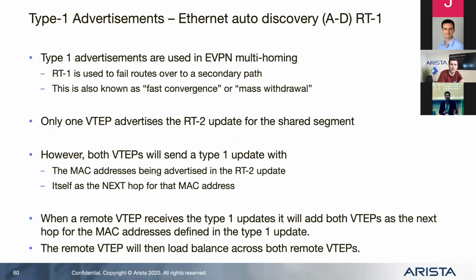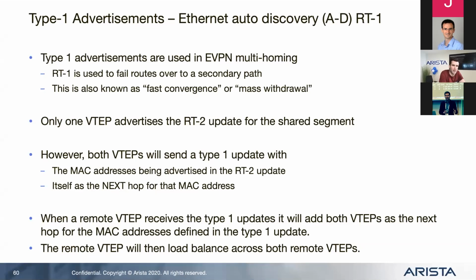Now, once we've worked out who's going to be the designated router, we also need to allow other tunnel endpoints within the domain. We need to let them know about the shared Ethernet segment. That's where a type 1 route comes in. So type 1 routes are advertised by any other devices participating in the ESI, and they are used for fast convergence or mass withdrawal of entries, but also they're used to allow traffic to be load balanced across the two devices which are forwarding traffic onto that particular segment.